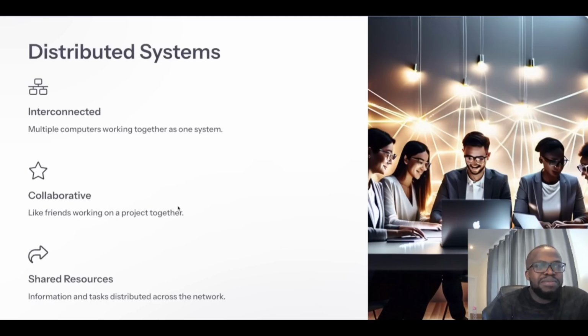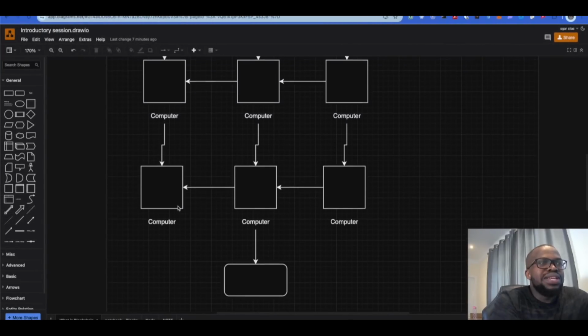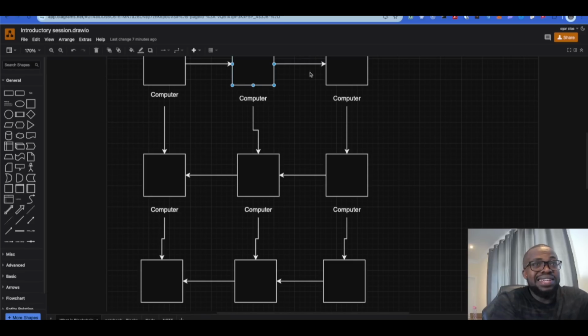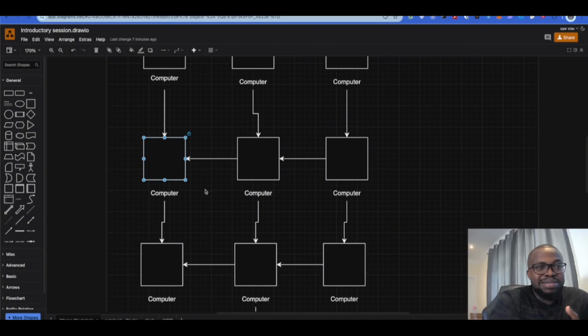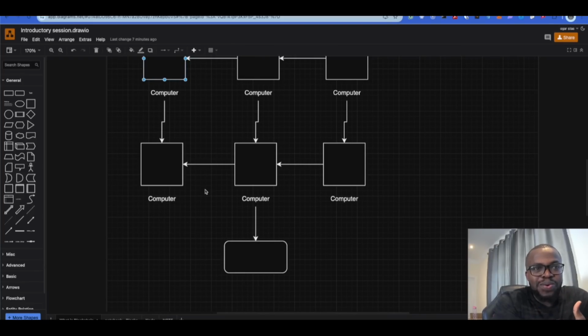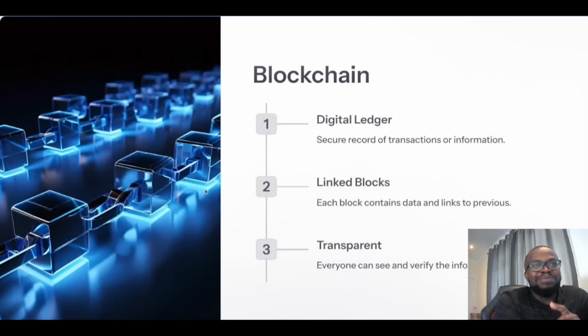Okay, so let me use a diagram and show you what I'm trying to explain. So these are several computers here. One computer can be responsible for database, another one can be responsible for front end, another one can be responsible for another database, and so on and so forth. So several computers working together to achieve a task or a goal or an objective. Okay, so this is just what a distributed system entails. You can have several systems existing in a distributed pattern, but that doesn't necessarily mean that it's a blockchain. Okay, so what then is a blockchain?